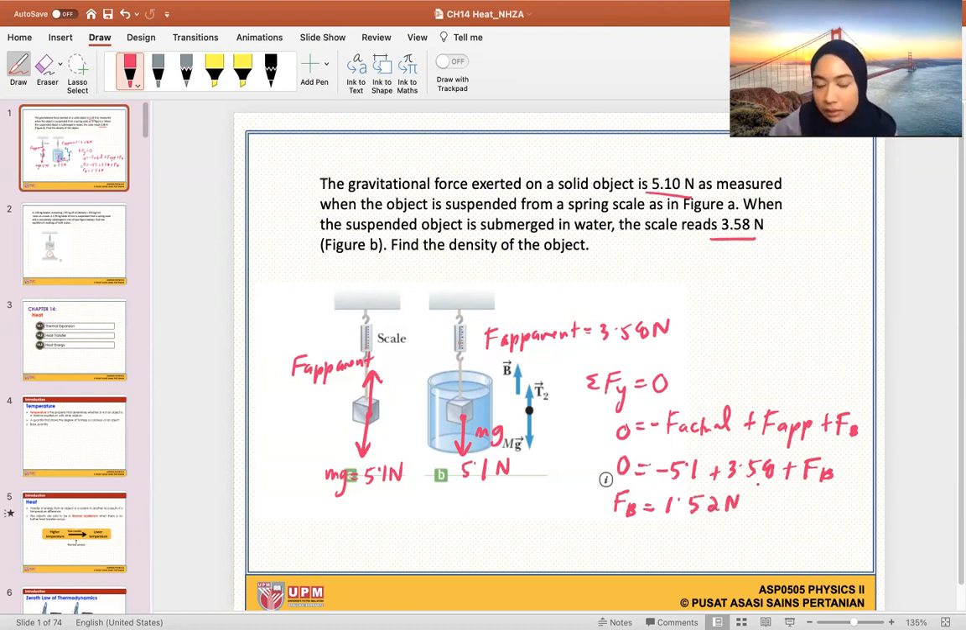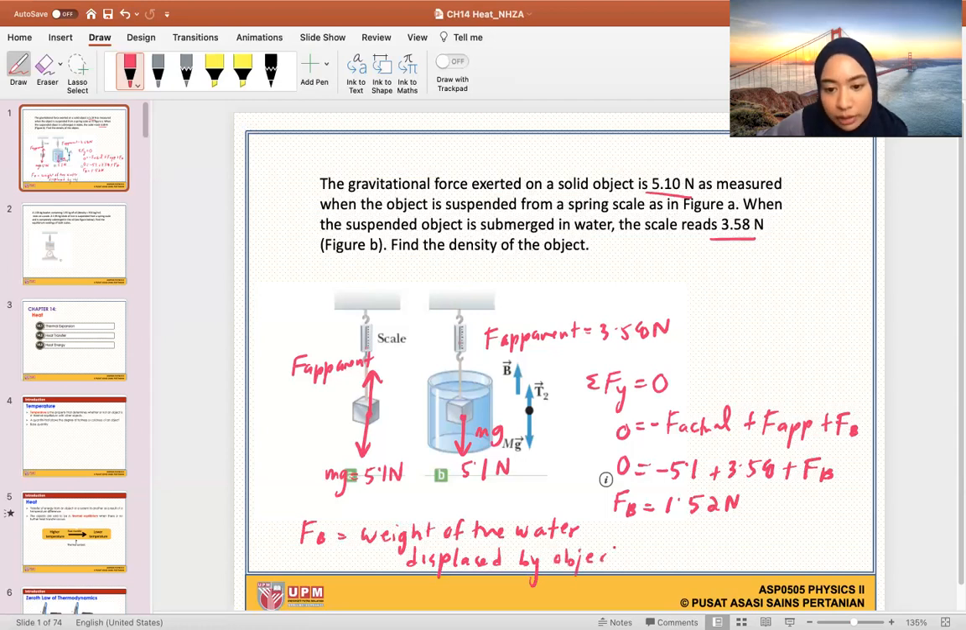Okay. And then buoyant force, what is buoyant force? Buoyant force is always the weight of the water displaced by the object, right? If we are talking about the weight of the water, which means that we need to use rho water, not rho object, the density of the water, which is rho water times gravity times volume of object.